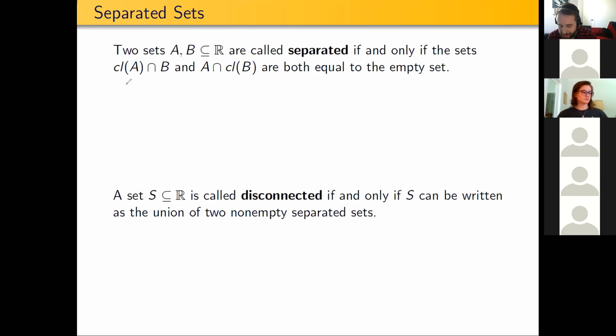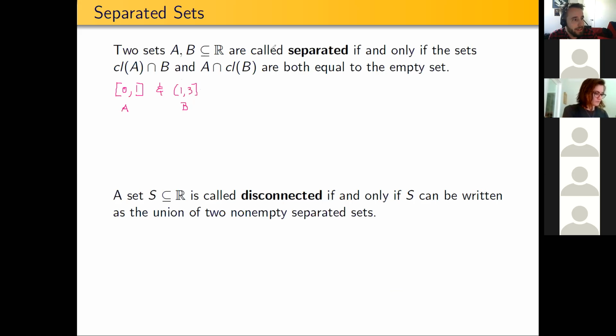So for exercise 7.2, we have the closed interval 0 to 1. That's going to be our A. And we have the sort of half open set from 1 to 3. And that's going to be our B. So the question is, are these two sets A and B separated? And the answer is, well, let's find out.